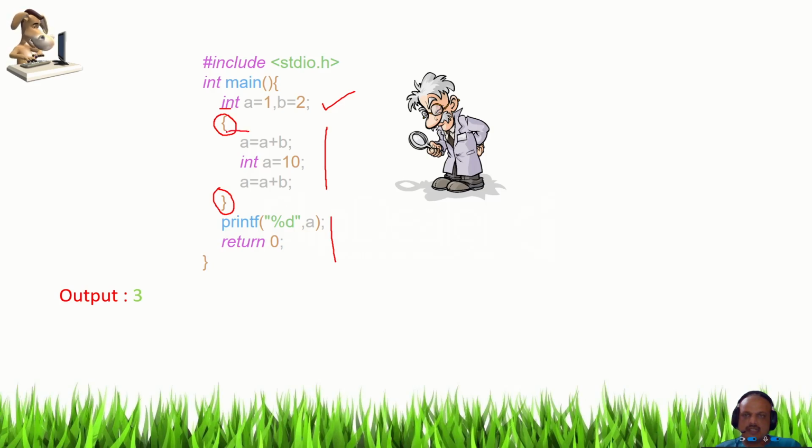So in this section of the code, what actually happens is a gets added with b and gets reassigned to a. So a becomes 1 plus 2. So a becomes 3, and b is 2.